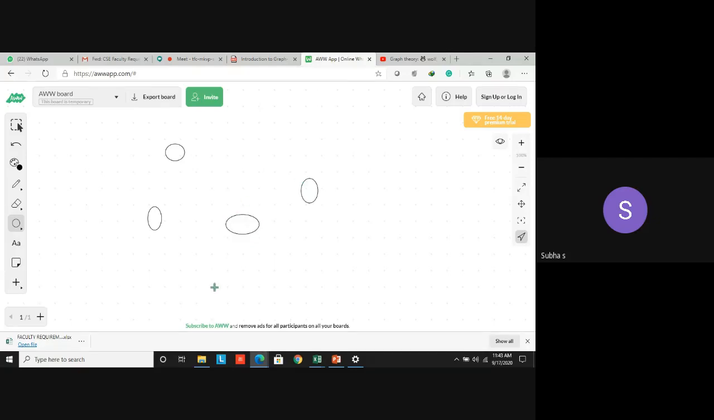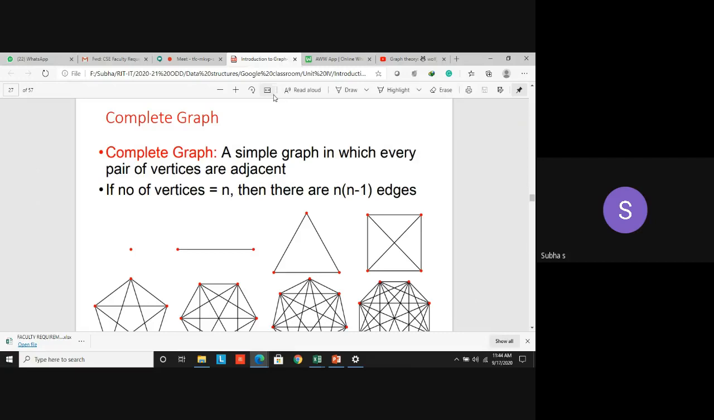Not only three, I can have any number of nodes. So I am having 5 vertices. So here it's a graph structure only. This one we can call a graph, but there is no edge from this node. Let me name these: 1, 2, 3, 4 and then 5. We are going to see what is meant by complete graph. It means every pair of vertices is adjacent.